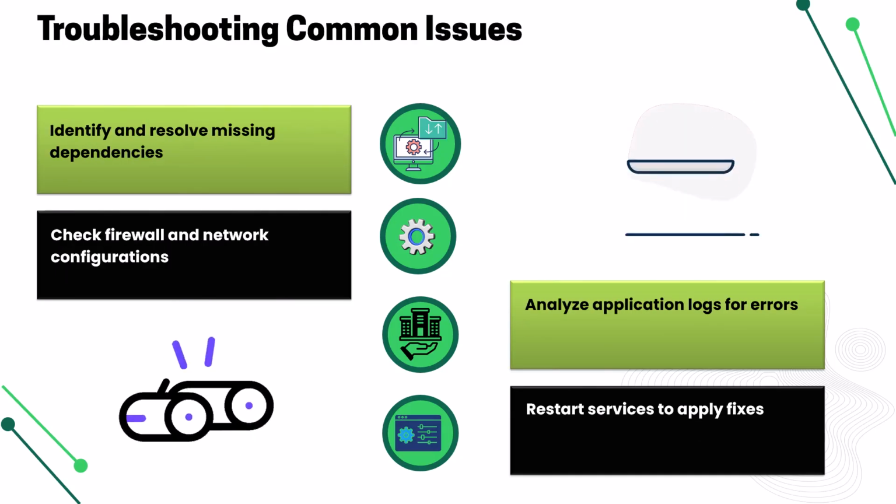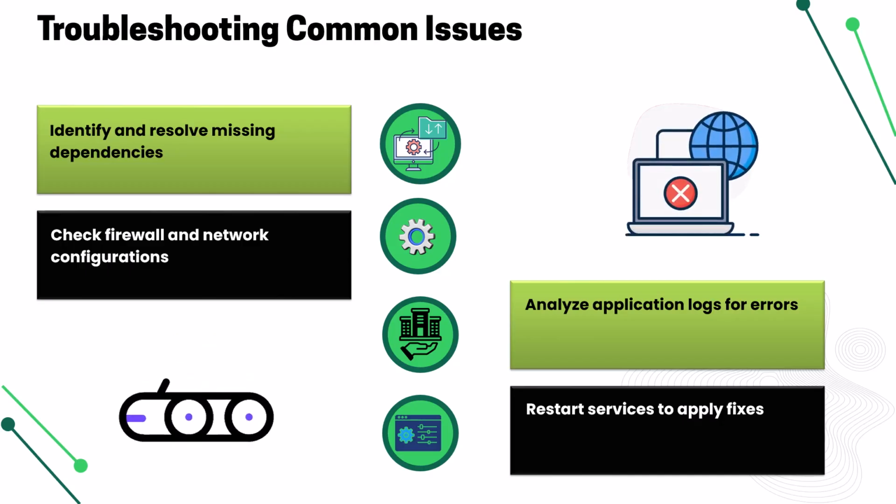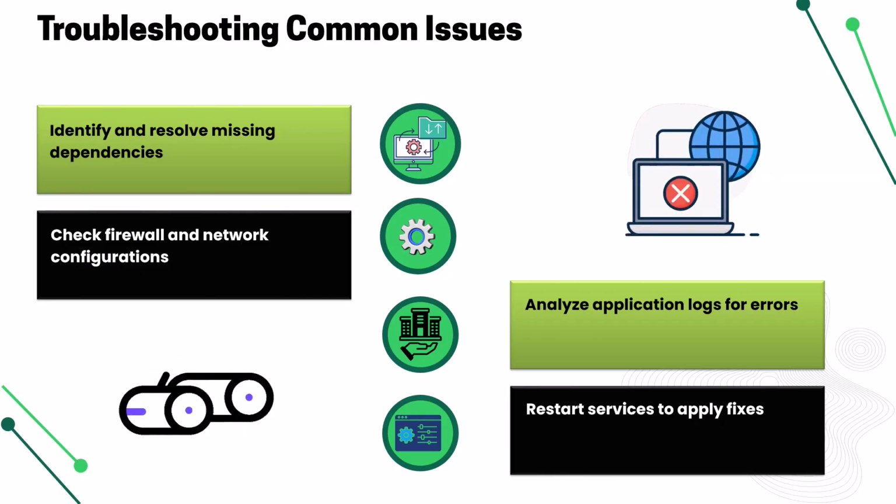Oops, something's broken. No worries, troubleshooting is just part of the adventure. First, we check for missing dependencies, because missing files mean missing functionality. Then, we poke around network settings, making sure no firewall is blocking our app's grand debut. We also dive into the logs, decoding errors like digital detectives. And when all else fails, well, the age-old wisdom applies: turn it off and on again.